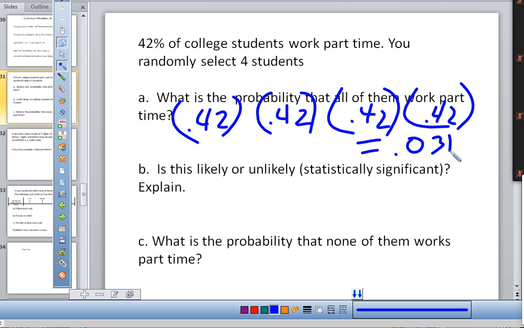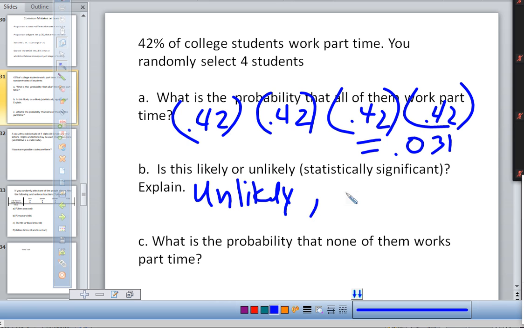So is this likely or unlikely? And explain. So unlikely, what's our guideline for unlikely again? Something's unlikely if it is 5% or less? Exactly. 5% or less. Is 0.03 5% or less? Totally, it's 3%. So it's unlikely because it's less than 5%. Make sense?